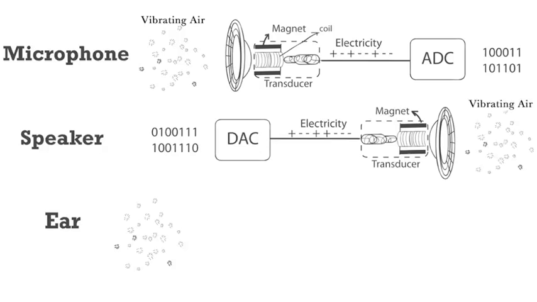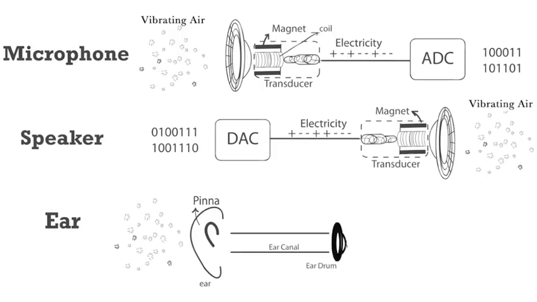So how do we hear this sound coming out of the speaker? First, our pinna, or the visible part of the ear, collects the sound and funnels it into the ear canal. Pinna are extremely important to our hearing. Changing the shape of the pinna changes how we hear. Sound travels down the ear canal until it hits the eardrum.